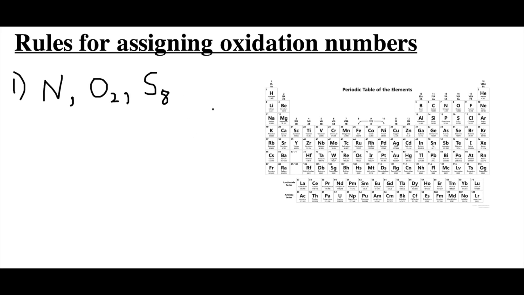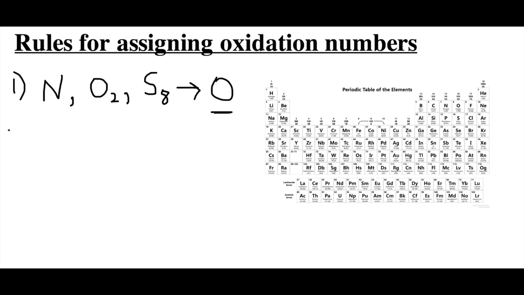In this video, we will learn how to assign oxidation numbers to different atoms within a molecule. So let's start with rule number 1. Rule number 1 states that for elementary substances, the oxidation number of any uncombined element, whether it be monoatomic, diatomic, or polyatomic, is always 0.